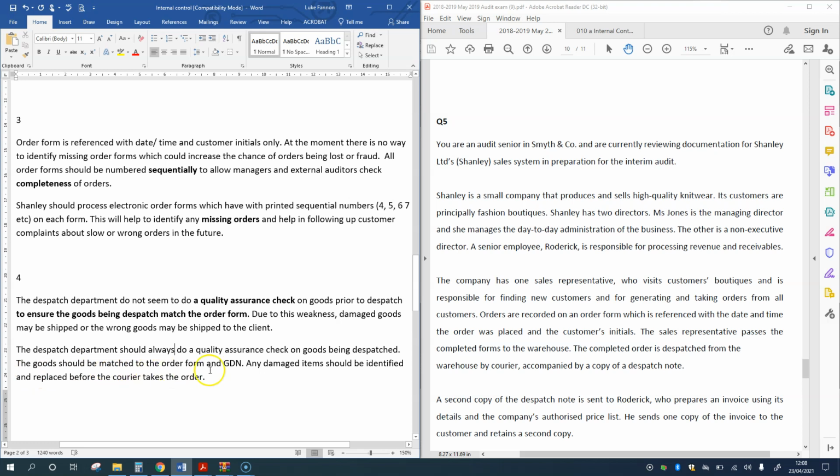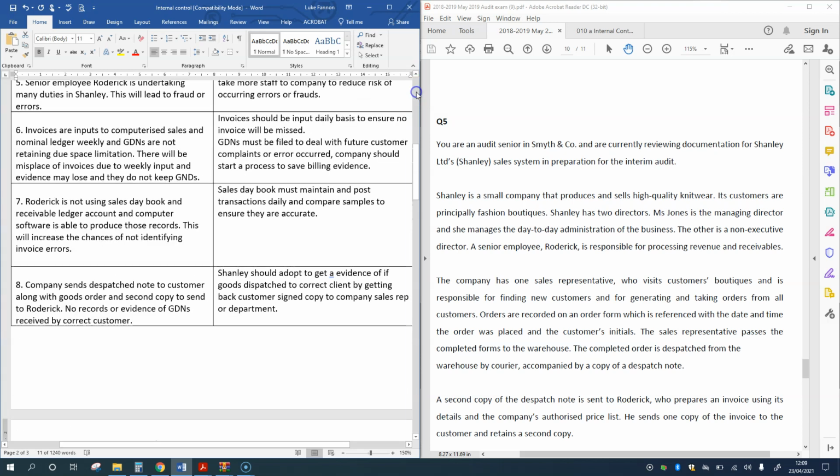The goods should be matched to the order form on the goods dispatch note. That's the key thing. And then any damaged items should be identified and replaced. And there's plenty there. You've written a good bit there for your recommendation. Here, Roderick prepares the invoice and sends one copy of the invoice. The customer retains a second copy.